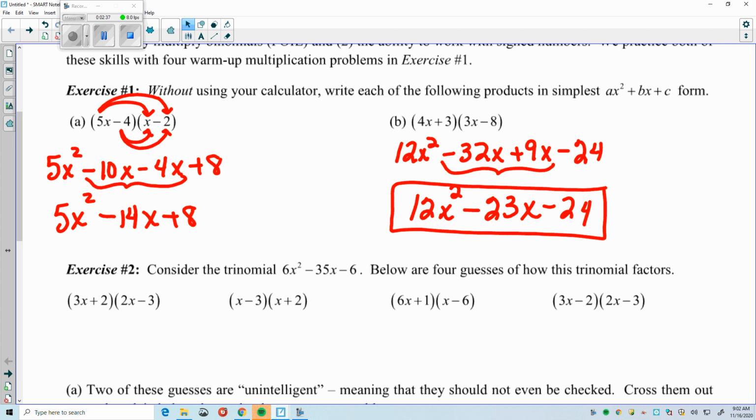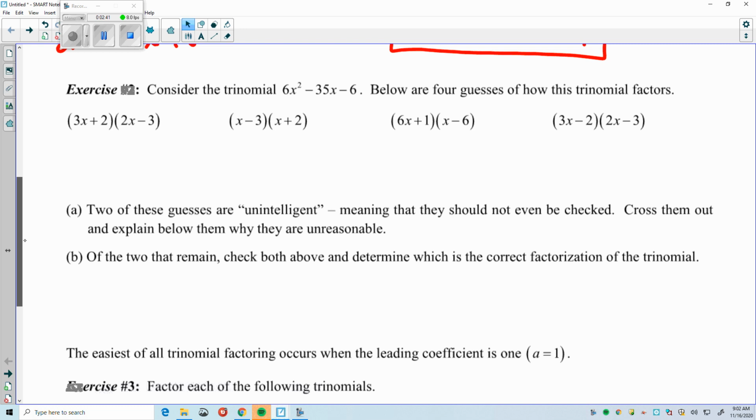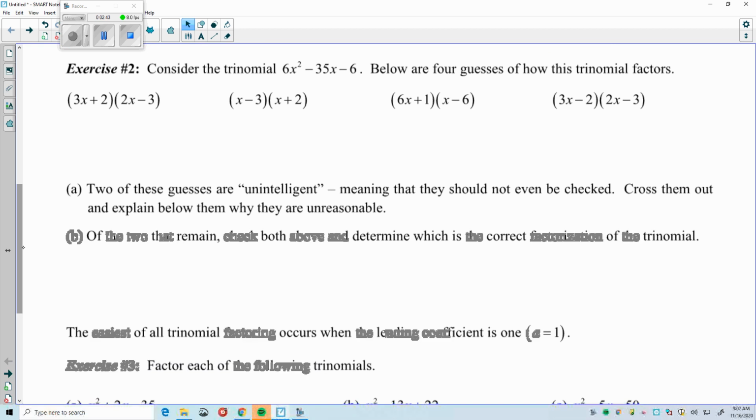Okay, it says consider this trinomial. So now we have 6x squared minus 35x minus 6. And below are 4 guesses of how this trinomial factors. So 2 of these guesses are unintelligent, meaning that they should not ever be checked. And we're going to cross those out. Okay, so the 2 that are unintelligent.